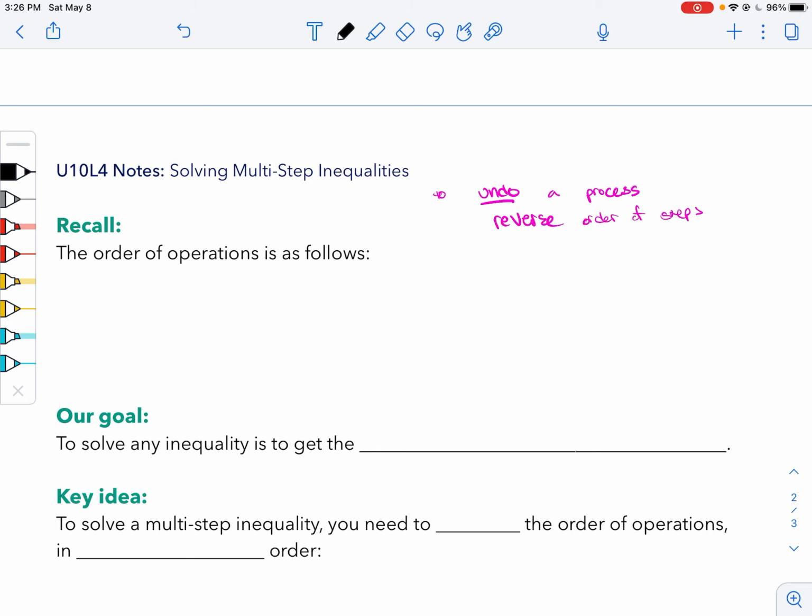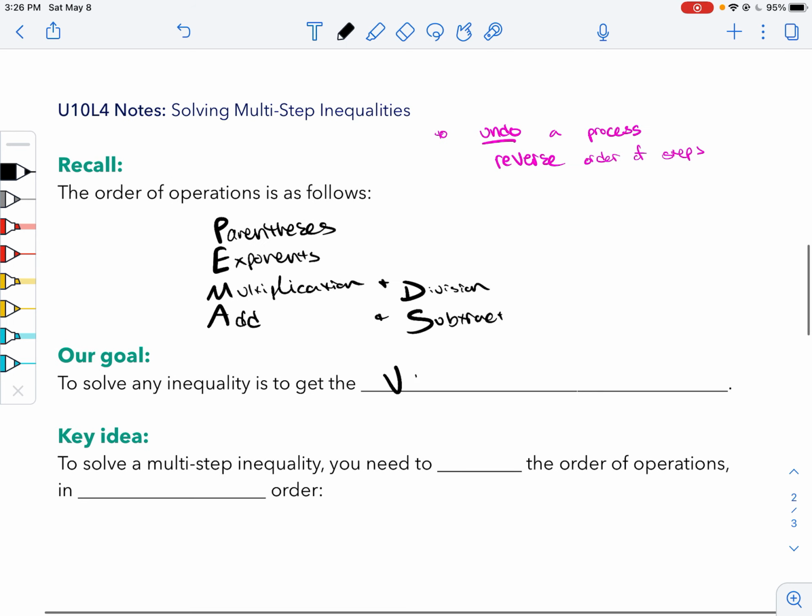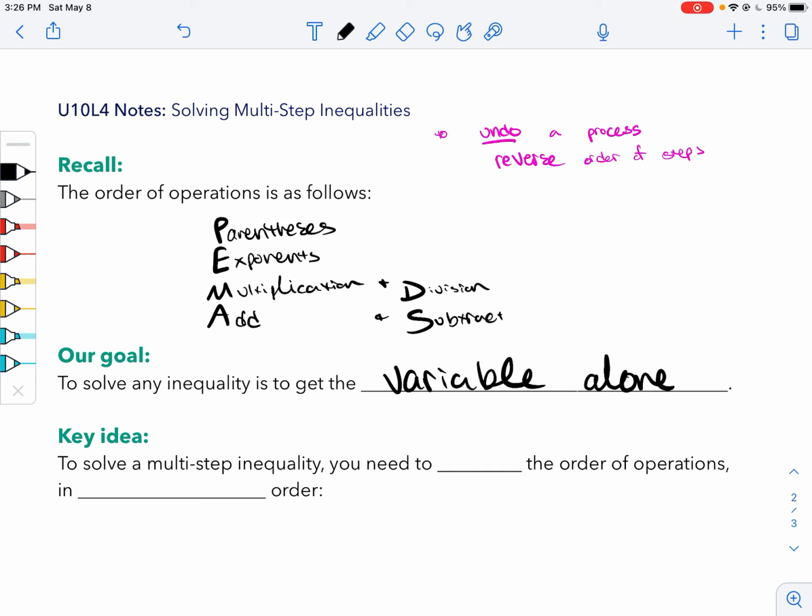Y'all remember PEMDAS, right? When we simplify an expression, we start with parentheses and exponents. And then we do our multiplication and our division. And after that, the last thing we do is we add and subtract. But when we're solving an inequality, we want to get the variable all by itself. We want to get that variable alone.